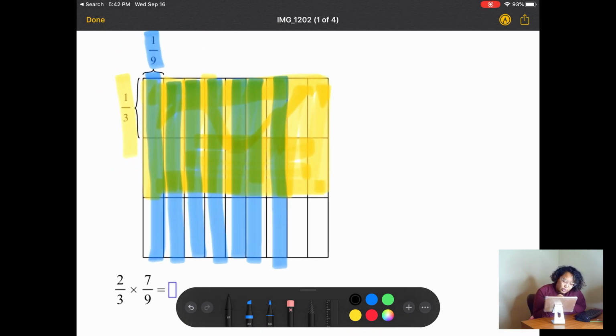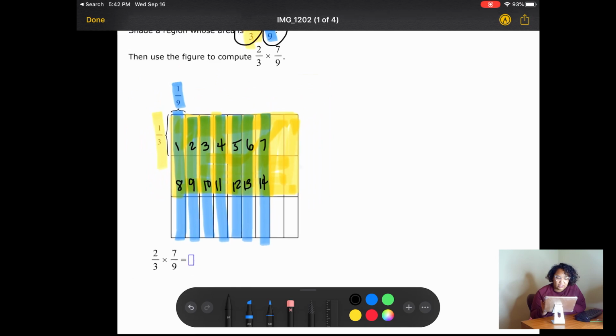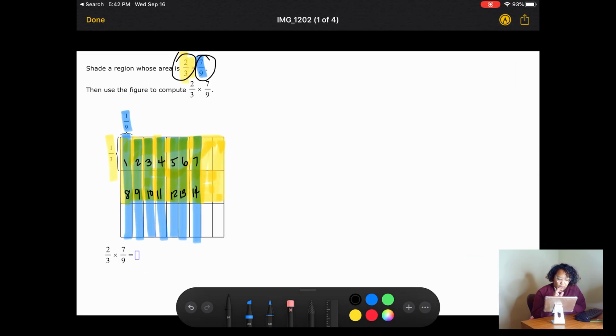But that's okay. So I have 1, 2, 3, 4, 5, 6, 7, 8, 9, 10, 11, 12, 13, and 14. So because there are 14 rectangles that are colored in by both blue and yellow, that's shaded over twice, that is going to be your numerator. Okay. Now, your denominator is all of the parts that you have.